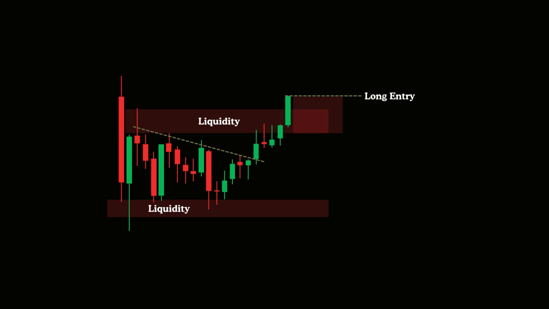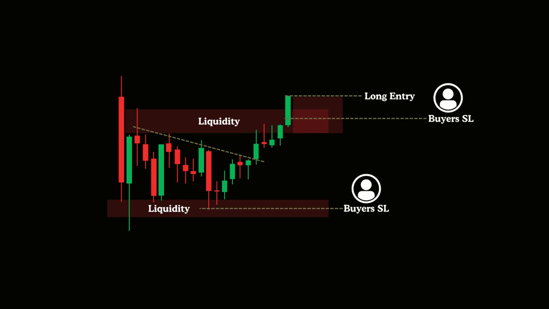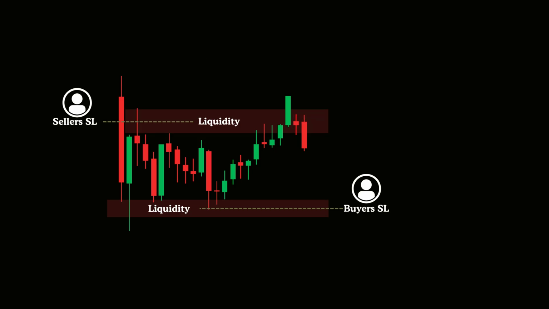At this stage, buyers have their stop losses here, while retail sellers have theirs placed here, creating a pool of liquidity. Soon after, the price reverses downward, forming a long upper wick and a rejection candle on the chart. This confirms that the breakout has failed.